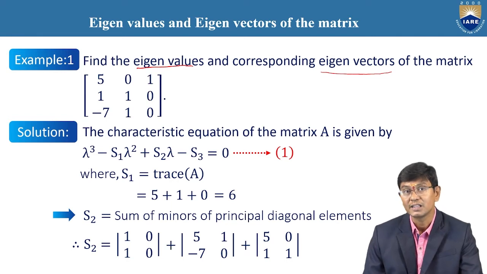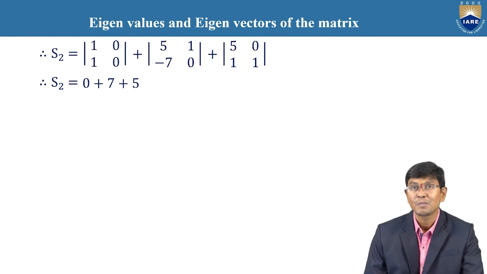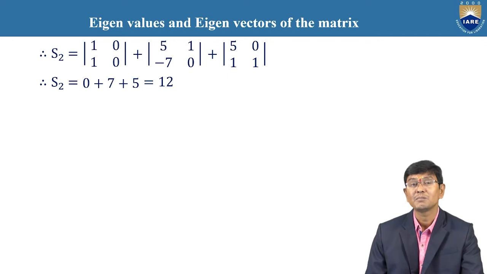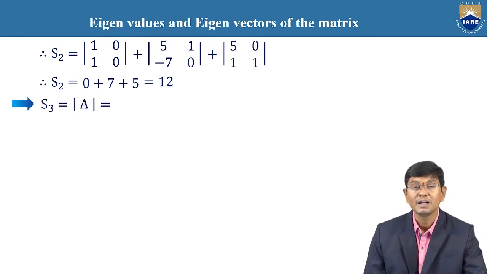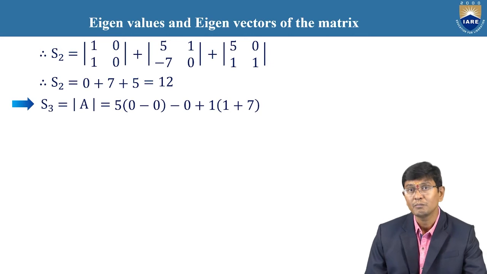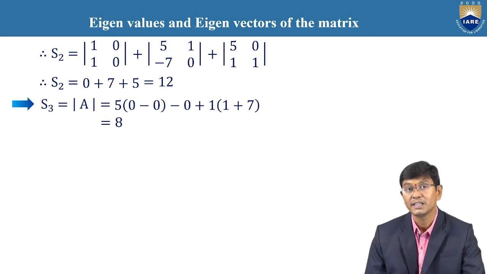Again, we need to add those three determinant values. The first determinant is 0, the second is 7, and the third is 5. Therefore, the sum of the principal diagonal minors is 0 plus 7 plus 5, equal to 12. Similarly, we need to find S3. S3 is nothing but the determinant of the given matrix. Expanding, it is 5 into 0 minus 0 minus 0 plus 1 into 1 plus 1. After simplification, we obtain that the value of S3 is equal to 8.